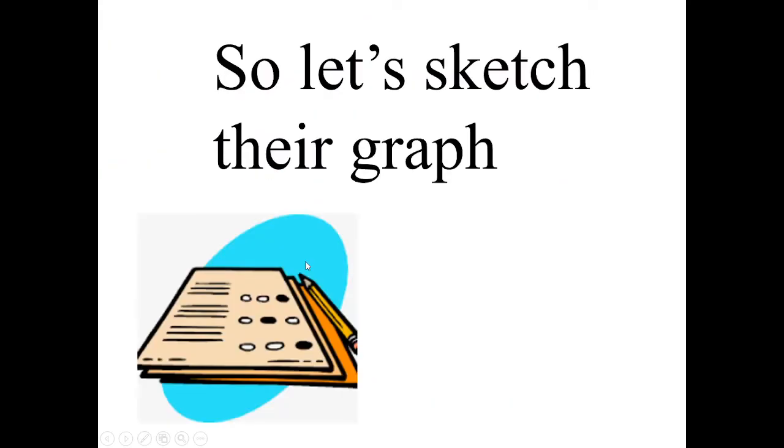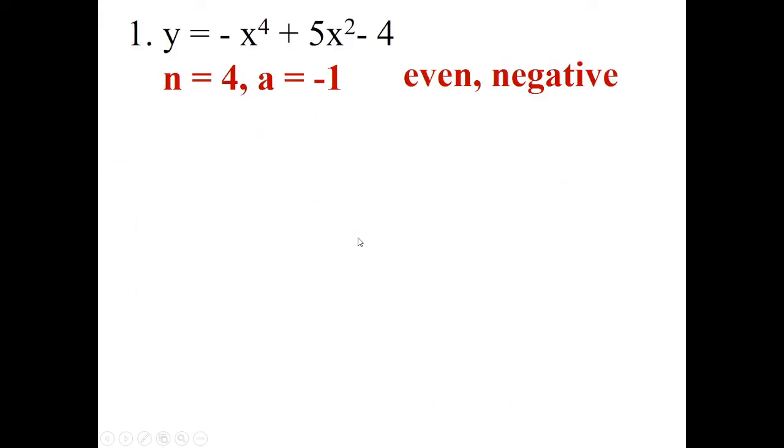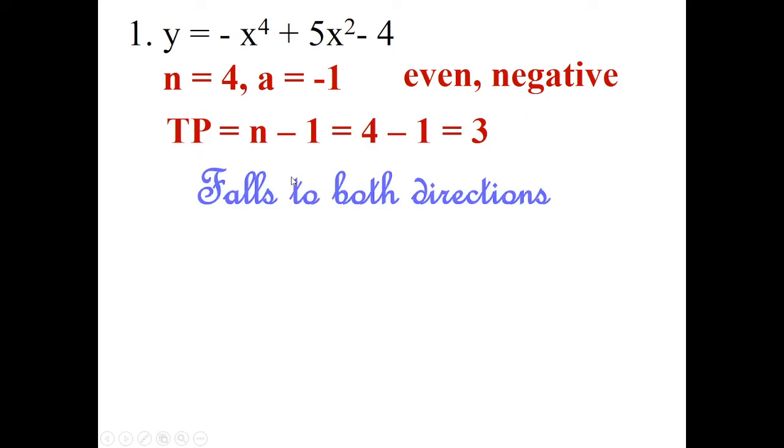Paano natin i-sketch ito? Sketch natin sila. Kunin natin yung turning point nitong number 1. So, n minus 1 is 4 minus 1 equals 3. Tatlong liko ito. Tapos, di ba siya ay even negative? So, falls to both directions. Magdodrawing tayo ng graph na may tatlong liko at dapat ay falls to both directions.